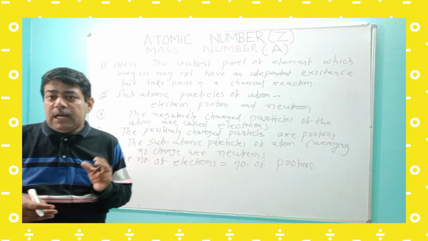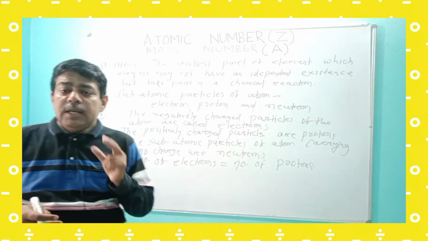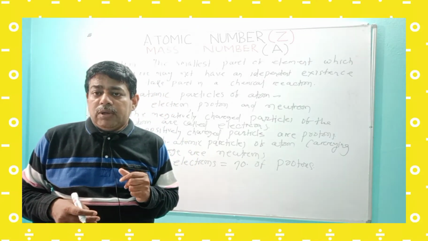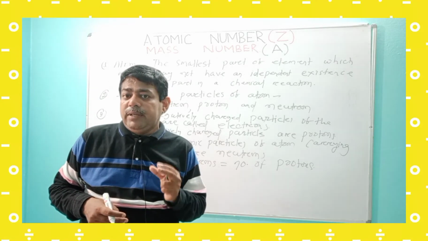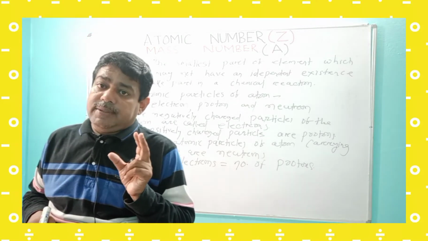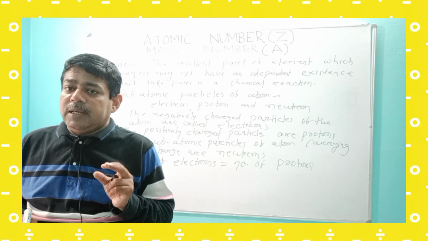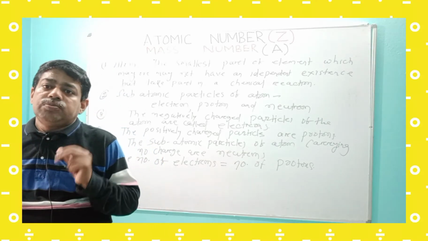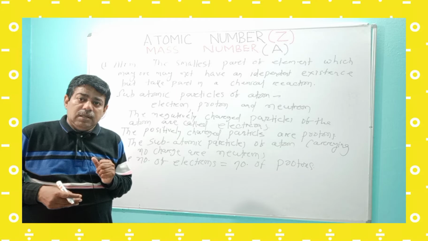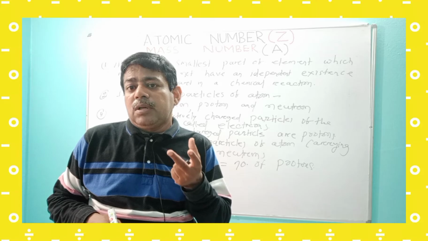Understand? The atom has a nucleus at the center. According to Rutherford's experiment, the nuclear model of the atom, it was observed that all the protons and neutrons are found inside the nucleus. The atom has a nucleus at the center where all the positively charged particles, protons, and neutrons are concentrated. So the nucleus is a very vital part of the atom.